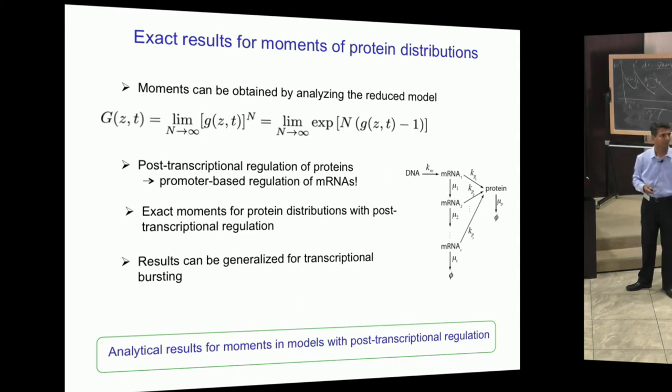Does your method allow you to calculate the joint distribution of mRNA and protein, or is it only the marginal? Yeah, I'm looking at the marginals right now.